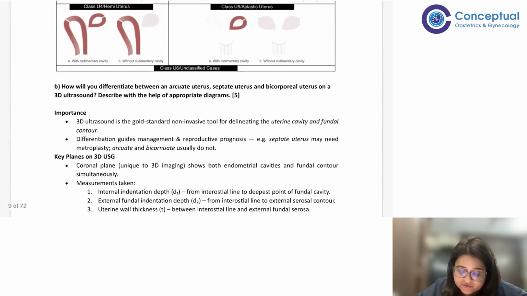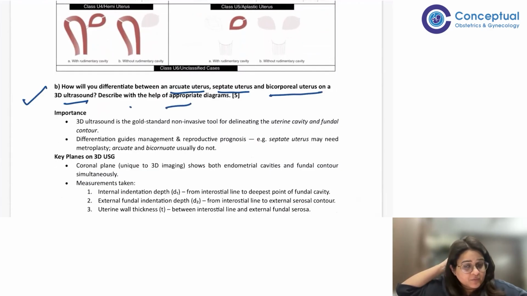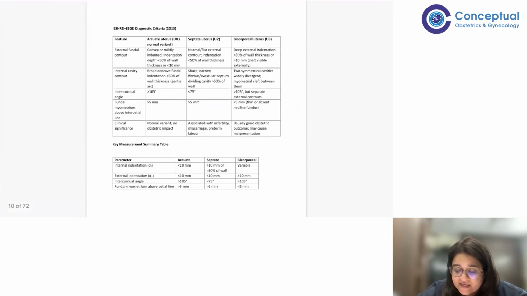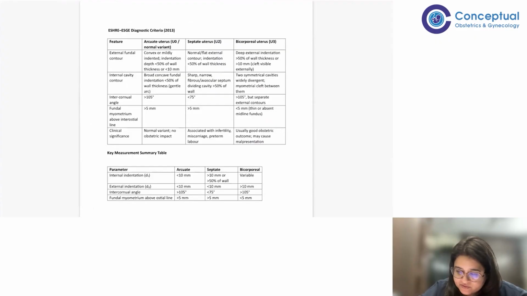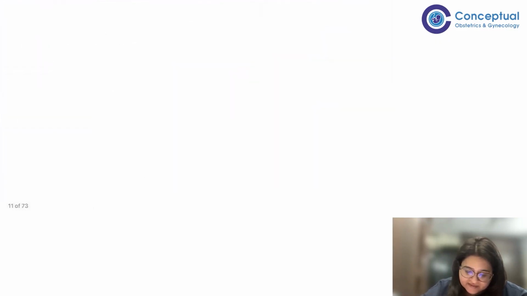The second part of the question was, how will you differentiate between an arcuate uterus, a septate uterus, and a bicornuate or bicorporeal uterus on a 3D ultrasound? Describe with the help of appropriate diagrams. Now, remember, 3D scan is the gold standard for differentiation of these three anomalies. I'll just put a blank slide and tell you how it helps.